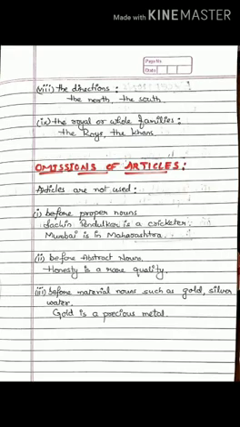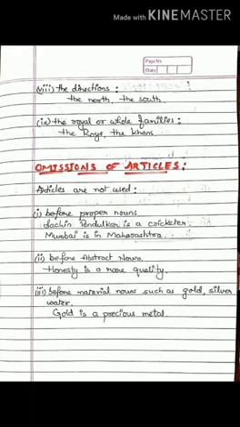Now we are going to look at omission of articles, where we can omit these articles. Articles are not used, number 1, before proper nouns. Example: Sachin Tendulkar is a cricketer. Mumbai is in Maharashtra. Here Sachin and Mumbai are proper nouns, hence the is not used. Second point, before abstract nouns: honesty is a rare quality. Honesty is our abstract noun, so we don't use the here.